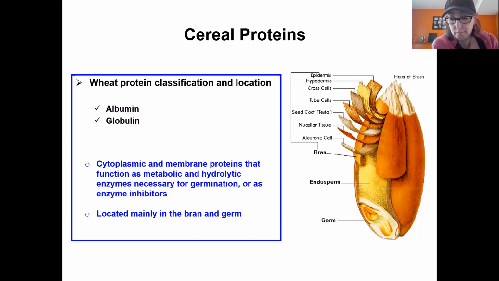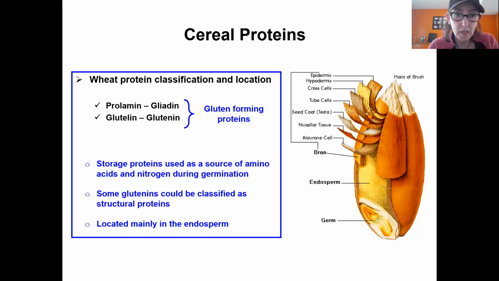the bran-free wheat or white wheat flour. Refined, I'm searching for the word refined.